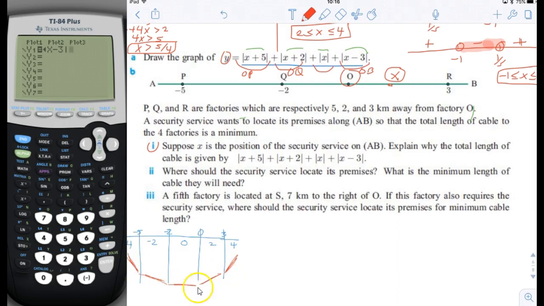So like this graph is at a minimum between these 2 points, between -2 and 0. So that would be between Q and O. So we know that the answer to locate its premises should be between Q and O. Okay, between Q and O. What is the minimum length of cable they will need?